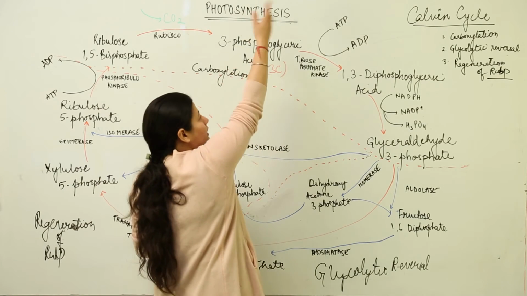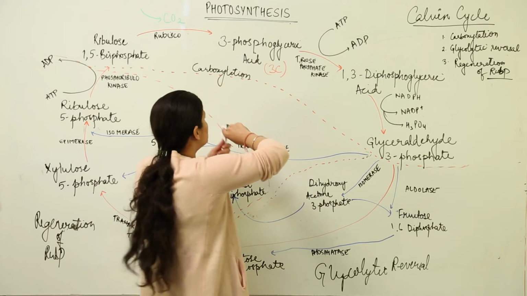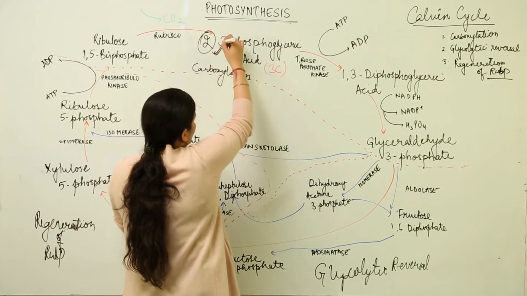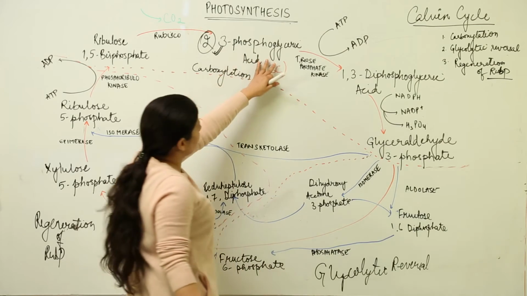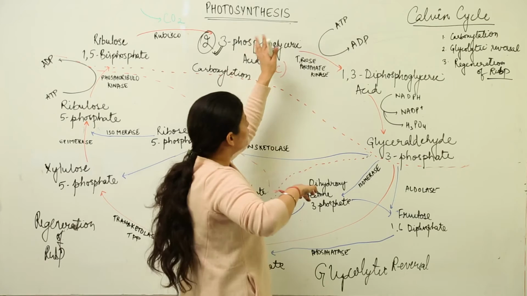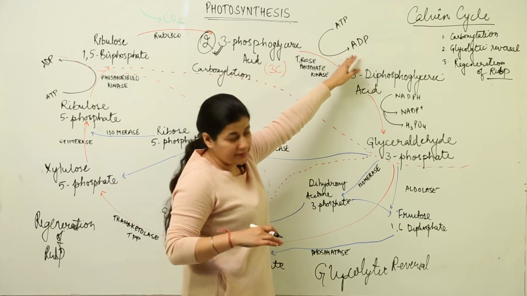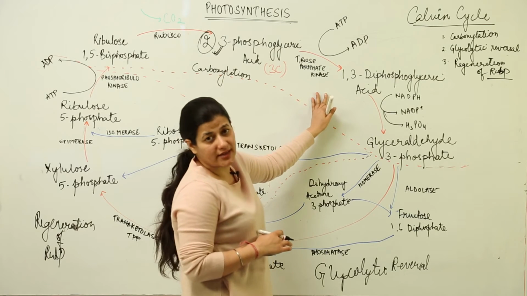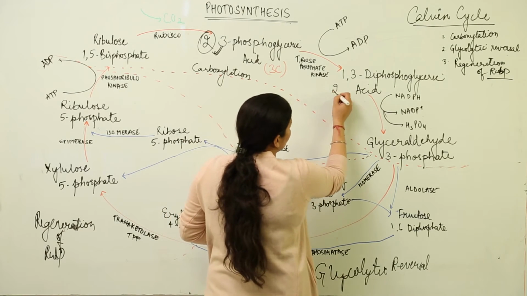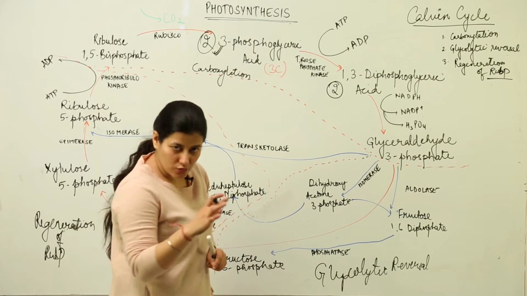3-phosphoglyceric acid, another 3-phosphoglyceric acid would be formed. We have not mentioned it over here, so I would write 2 because 2 of them would be formed. Now 2 of 3-phosphoglyceric acids, each one of the 2 would use 1 ATP and break down to ADP. In the presence of enzyme triose phosphate kinase, there would be formation of again 2, 1,3-diphosphoglyceric acids, 2 molecules.